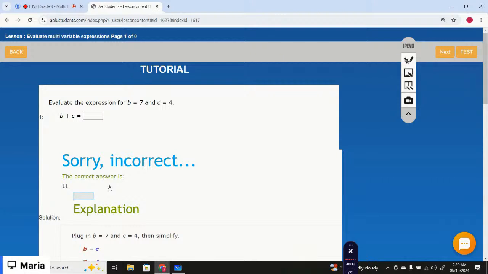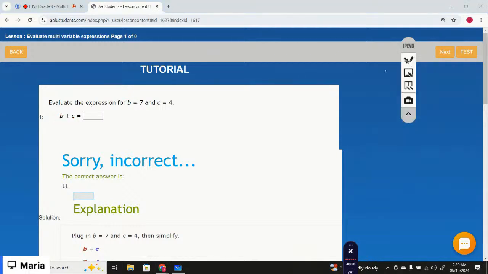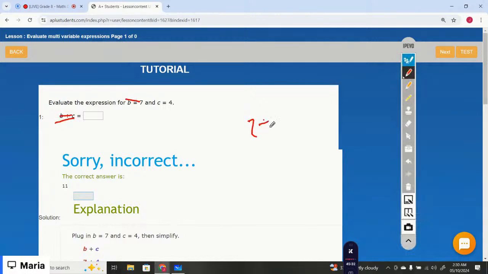Yes, you simply have to add. Replace the variables with the value you are given. B equals 7 and C equals 4. So the equation is B plus C. So simply replace both the variables with their values. B is 7, C is 4. So 7 plus 4 equals 11. Got it?